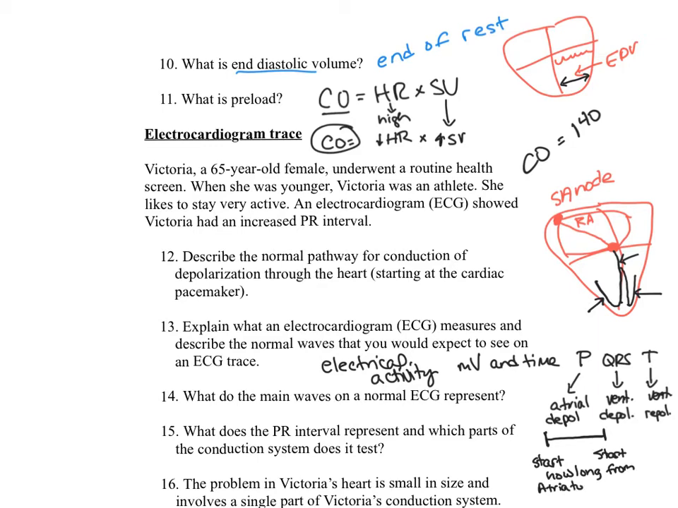The wave, therefore, measures the time for the signal to pass from the SA node to the AV node, to the atrioventricular bundle, to the Purkinje fibers, and then to the muscular ventricular wall.